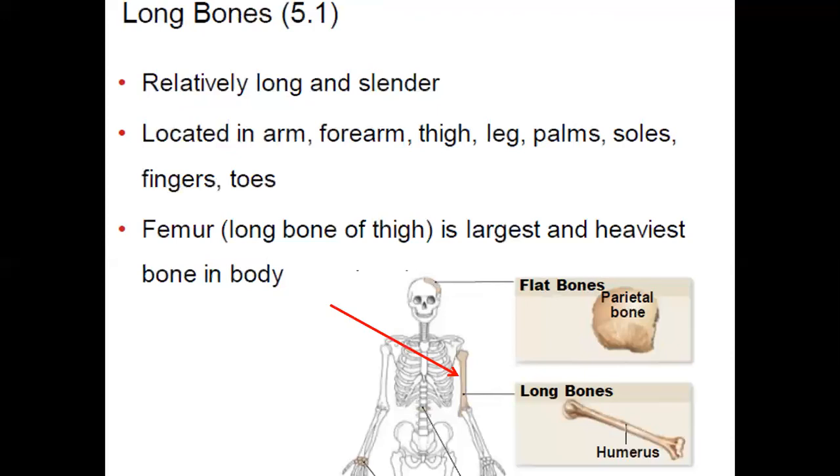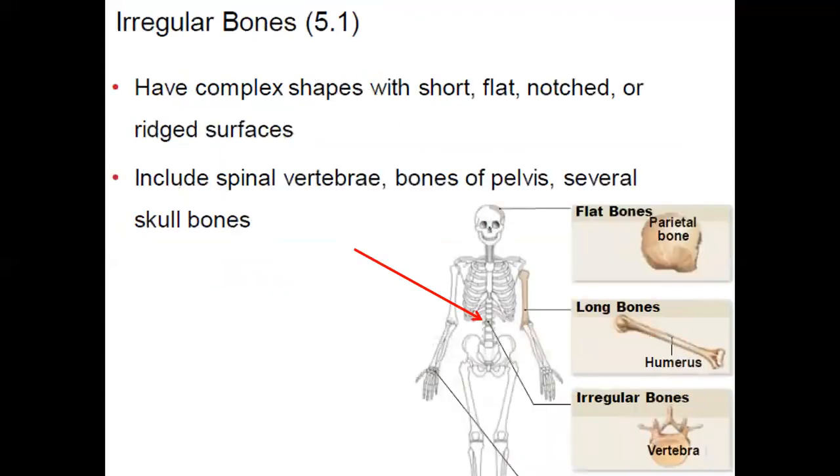So you have long bones in your arm, your forearm, your thigh, your lower leg, the palms of your hands, the soles of your feet, and your fingers and toes are made up of all long bones. Lots of long bones.